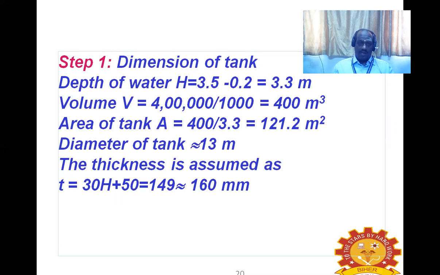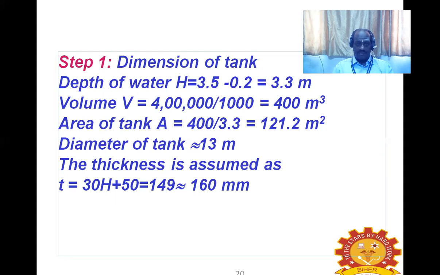Then whatever height I get, that is the height up to which I am going to store the water, 3.3 meter. Next, the 4 lakh liter they have given as volume, I have to convert to volume in cubic meters. 1 meter cube of volume of tank can contain 1000 liters of any liquid. So 4 lakh liters divided by 1000 gives the volume of the tank in meter cube. 400 m cube of the tank has to be designed.